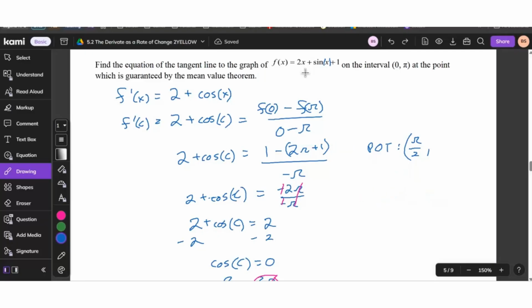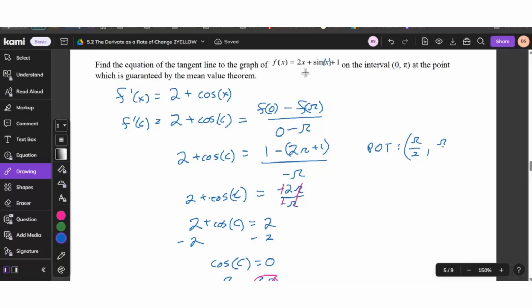Dear God, man. All right, which is going to be 2 pi over 2. I really cannot write right now. It's driving me nuts. Seriously, stop scribbling. I don't know what's going on.